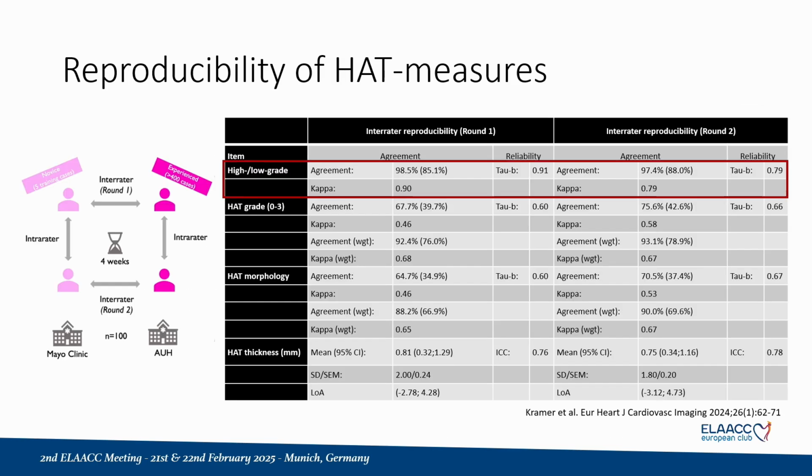I think an important thing that we also have discussed with the ELAACC score as well, we need to have reproducible measures, and this is a study in collaboration with Mayo Clinic, where an experienced cardiac CT reader and a novice reader compared the intra-rater and the inter-rater reproducibility. And the novice reader had 5 training cases before completing the study. And as you see, grading between low and high grade had great reproducibility.